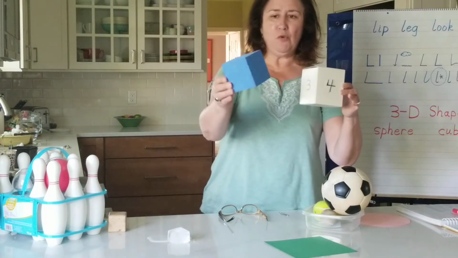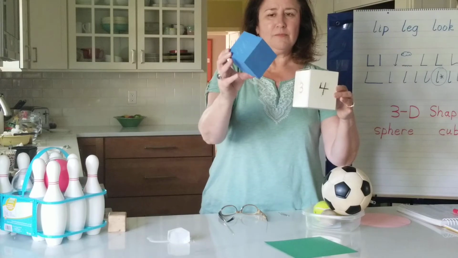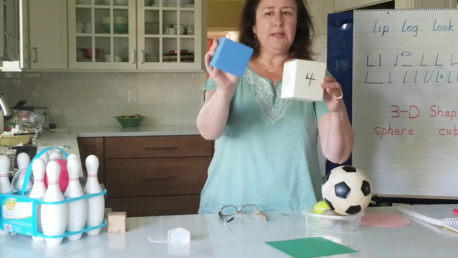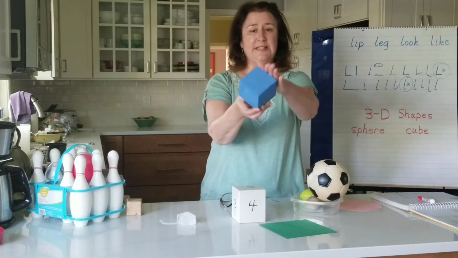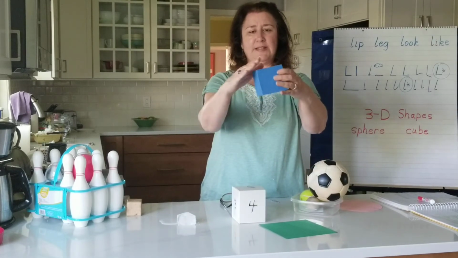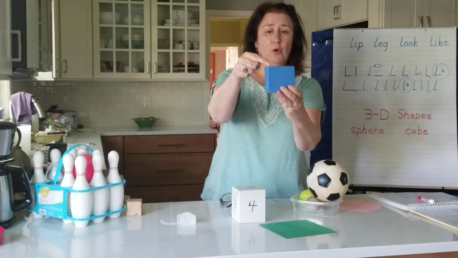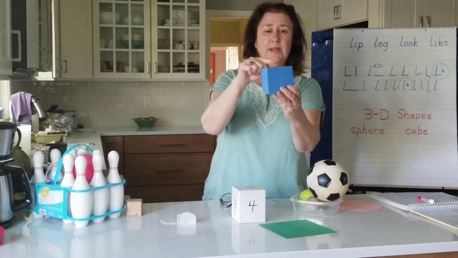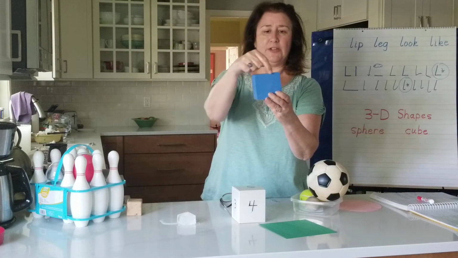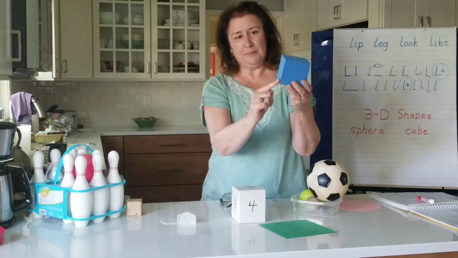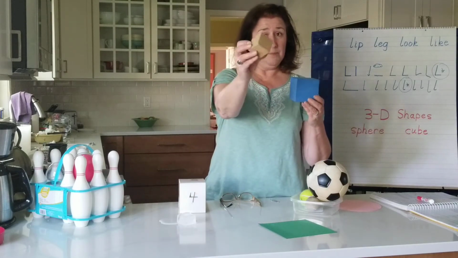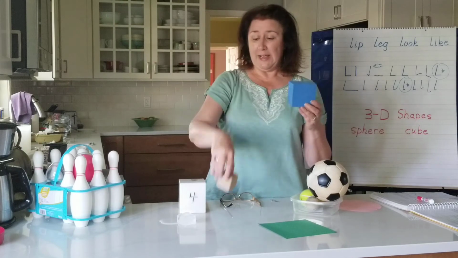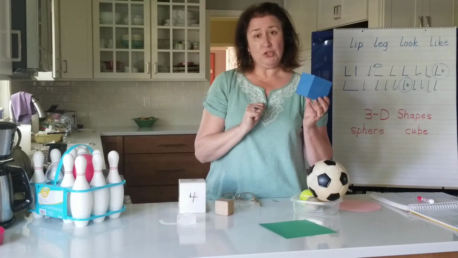Here's another cube. This one's made out of foam. 6 flat sides. We call those faces, 6 flat faces. A cube does have corners. Yeah. It does have straight edges, doesn't it? So, oh, here's a wooden cube. You might have ice cubes at your house too.